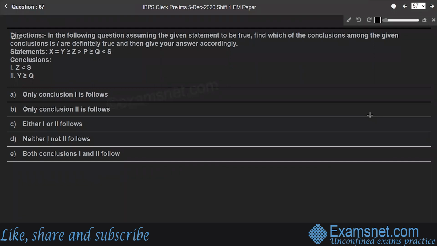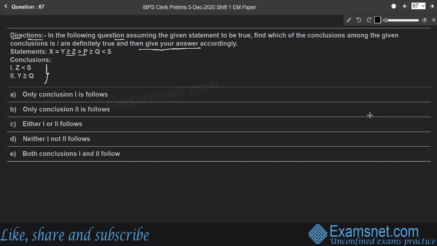Question 67. The direction is, in the following question, assuming the given statement to be true, find which of the conclusions among the given conclusions is or are definitely true, and then give your answer accordingly. Here is the statement. X = Y, where Y ≥ Z. Z > P. P ≥ Q, and Q < S.